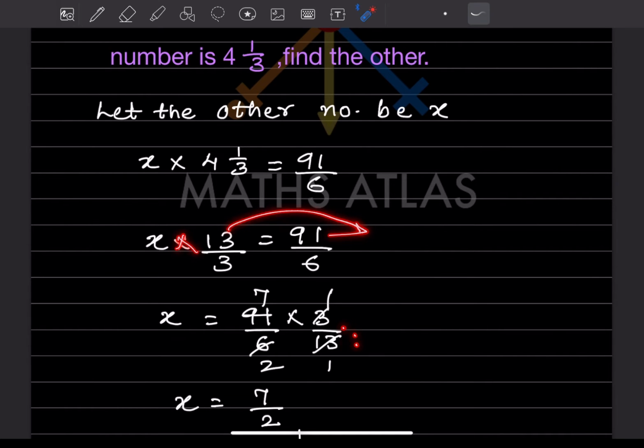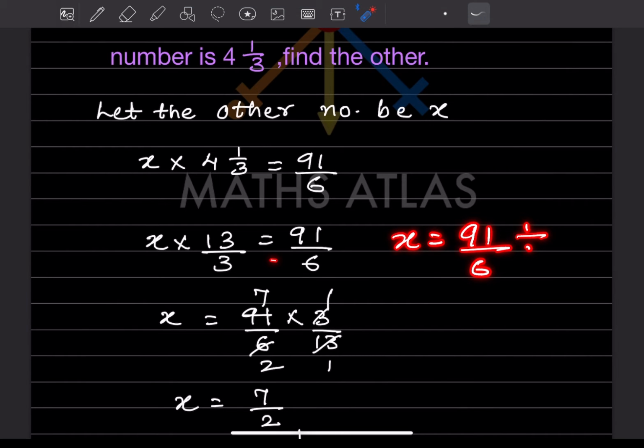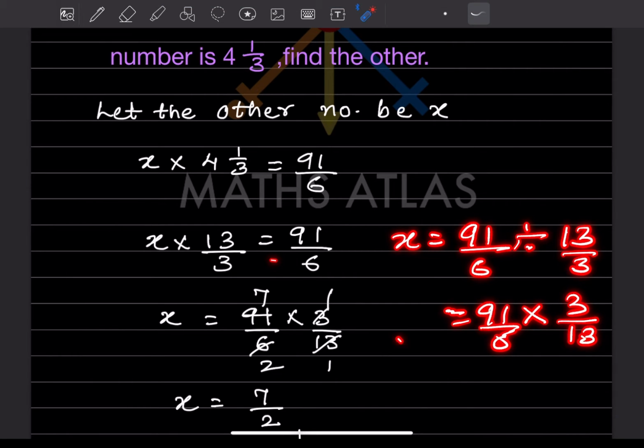If you are confused, you can also write it as x is equal to 91 by 6 divided by 13 by 3, because this is division and you are going to flip over, so that will be 3 by 13. Or you can directly write here that it is going to the other side, so it will already be flipped over, that will be 3 by 13. Anyways, you can write it either way, or you can write one more step.